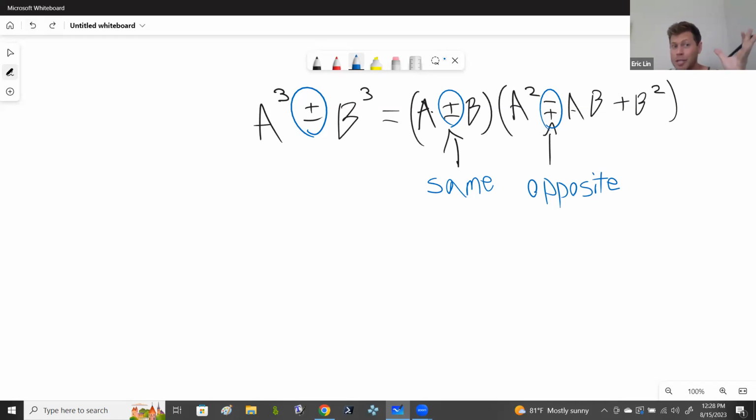So if you have something cubed plus or minus something else cubed, it factors into the first thing, a, not the cube, just a itself, plus or minus b, times a squared, not a cube, but a squared, the opposite sign, and then ab multiplied together plus b squared. We have a fancy name for this because we have the same sign, opposite sign, and then this is always positive. If I could spell always.